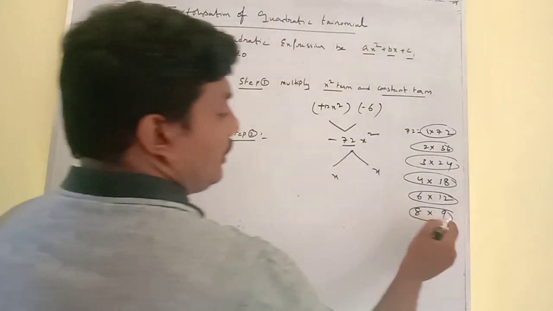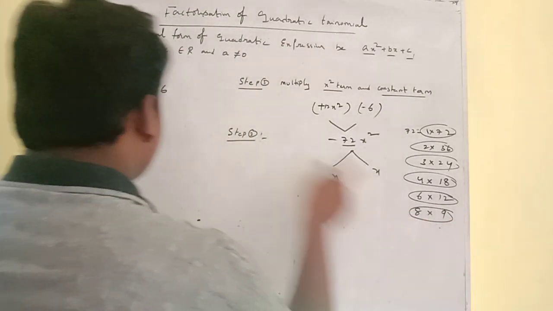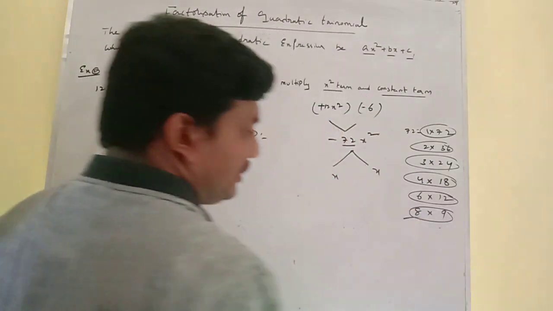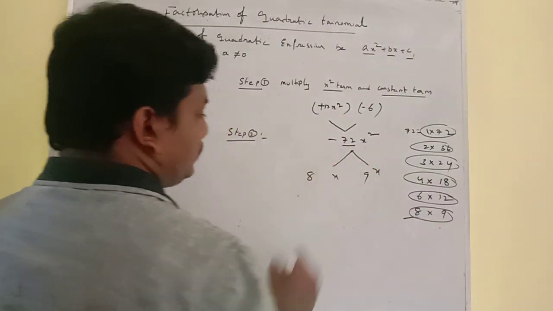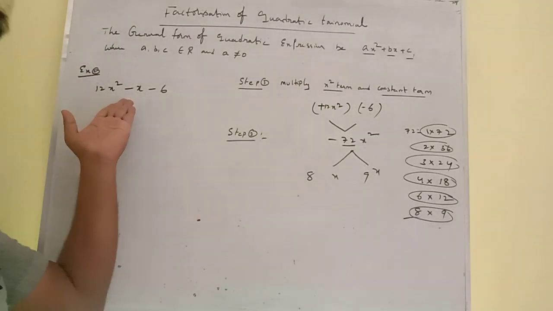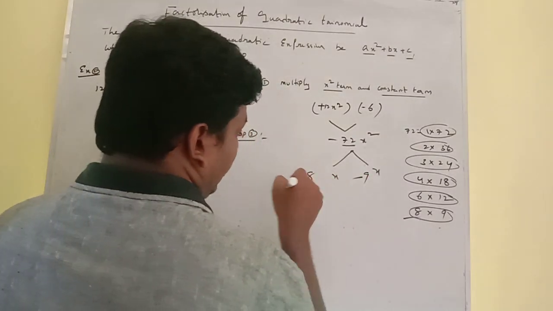Now coming to 8 and 9. So addition is 17, not there. Subtraction is 1, yes it is there. Now we are going to take this expression, 8 9s. But the required thing is subtraction, and the required sign is minus also. That means the greater has minus and the smaller has plus.